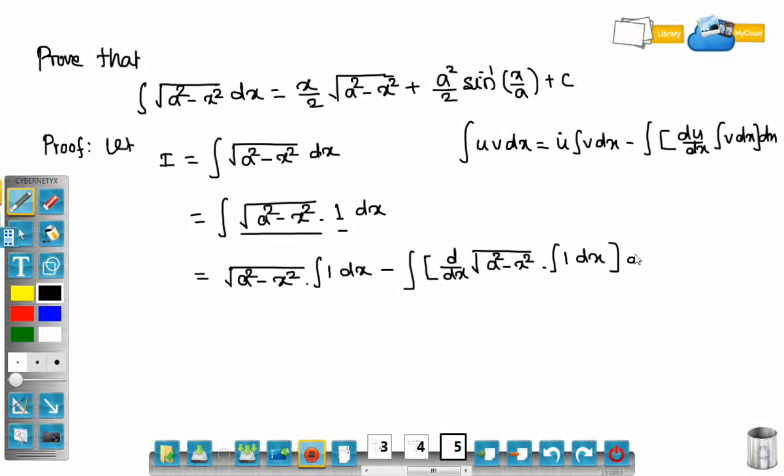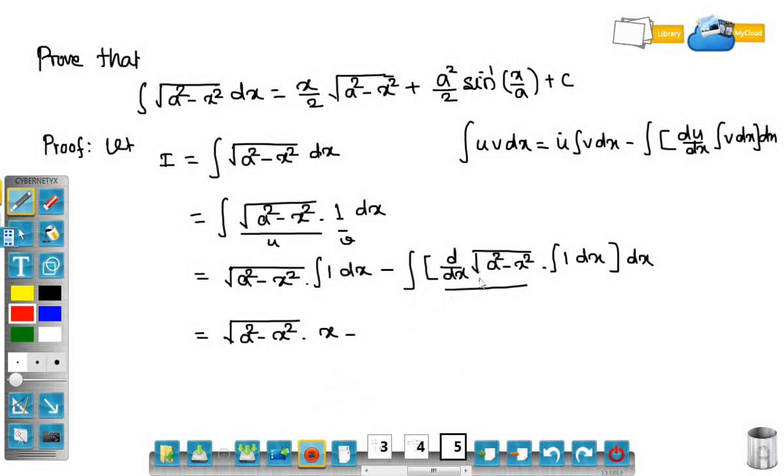The important thing is to use this formula in the proper way by selecting the first and second functions. So in this case we choose this as u and this as v. Now be careful about this derivative; other things are very easy. So this is equal to under root of a square minus x square, and the integral of 1 is known to you, it is x, minus. The important thing here is the derivative. Use the chain rule for finding the derivative of this. I will show how to find it.